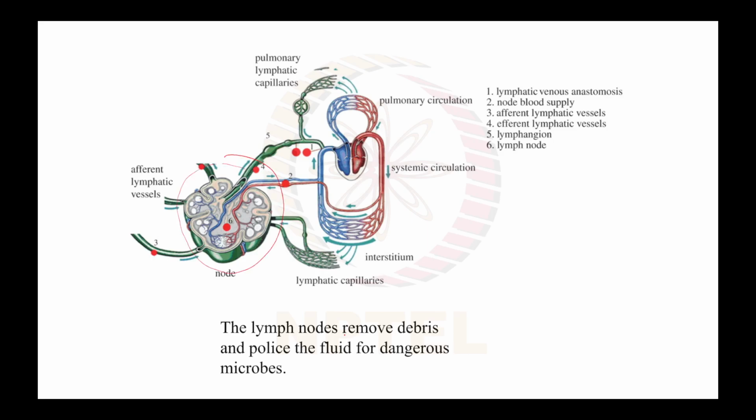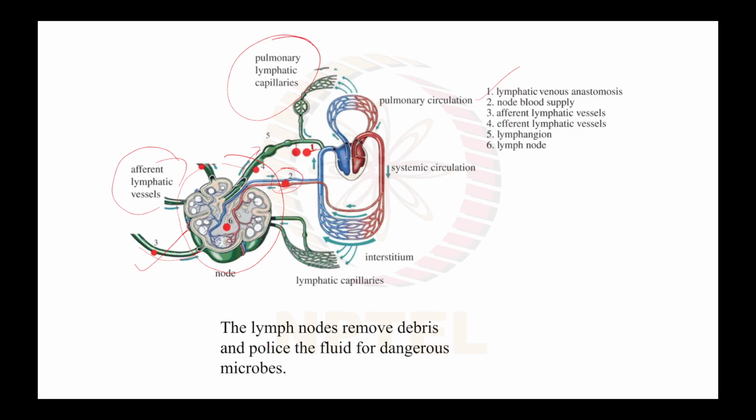The lymph node removes debris and polices the fluid for dangerous microbes. These lymph nodes are filled with lymphocytes. Here you can see the labelings. First is the lymphatic venous anastomosis. Second is the node blood supply. Third is the afferent lymphatic vessel. Fourth is the efferent lymphatic vessel. Fifth is the lymphatic sinus, and sixth is the lymph node. These are all taking it back to the pulmonary lymphatic capillaries and putting it back to the heart.